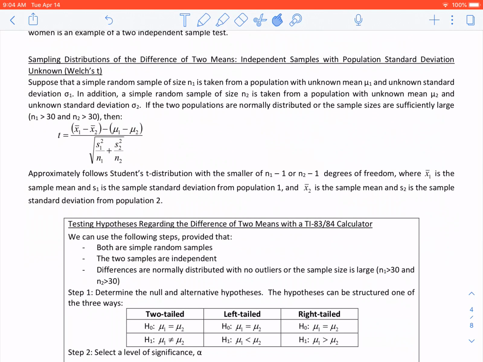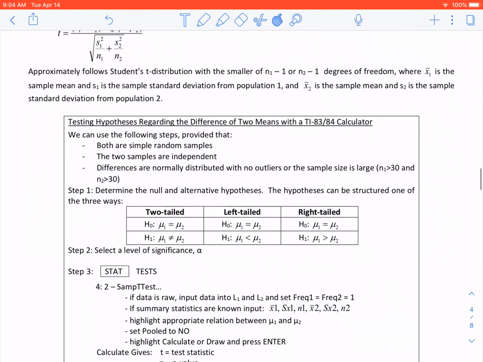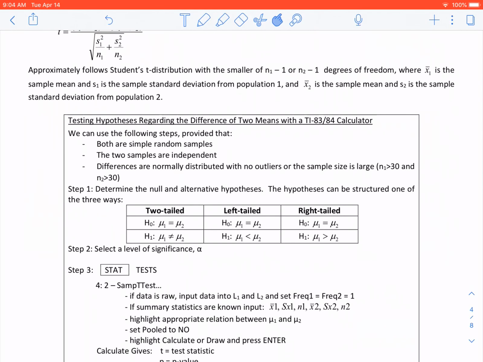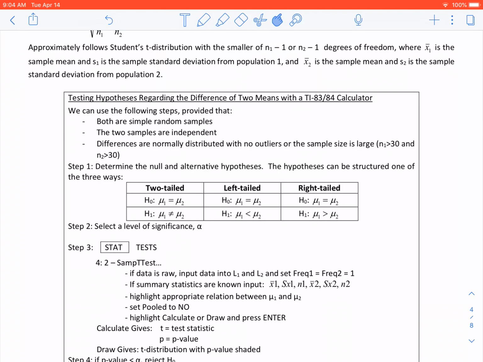If the two populations are normally distributed or the sample sizes are significantly large, meaning larger than 30, then T is equal to, and there's a formula there, and it approximately follows the student T distribution with the smaller n minus 1 degrees of freedom, where x1 bar is the sample mean and S1 is the sample standard deviation from population 1, and likewise for population 2. There's a box here that we are going to give a star to.